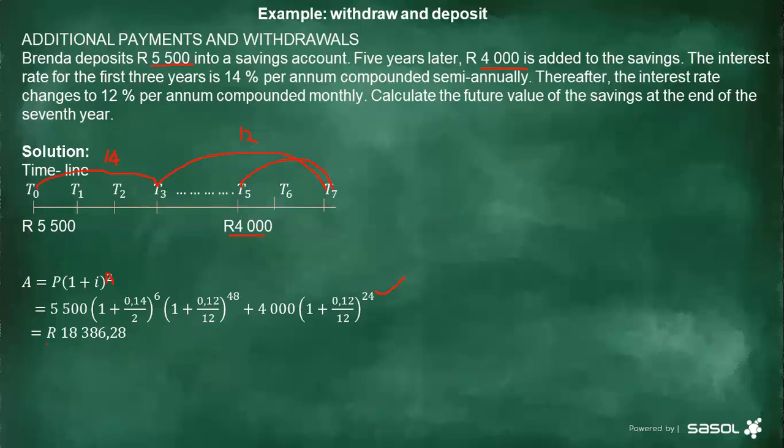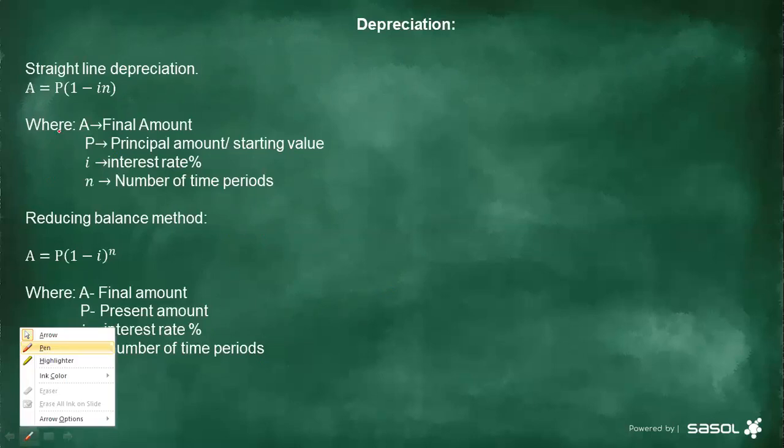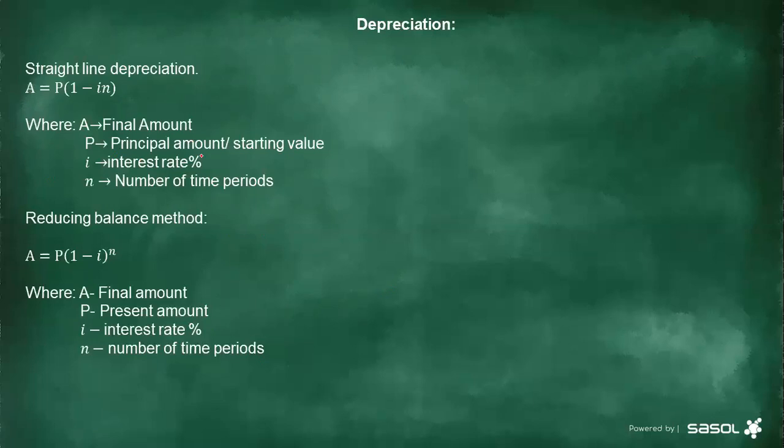Now let's proceed. We are now going to be looking at depreciation. We are having the first one, the straight line depreciation formula, which is this one, where it's having negative. Remember, the simple interest is having positive. So the difference is only the sign. From there, we can now have A, P, and I, and N is still the same. They mean the same thing.